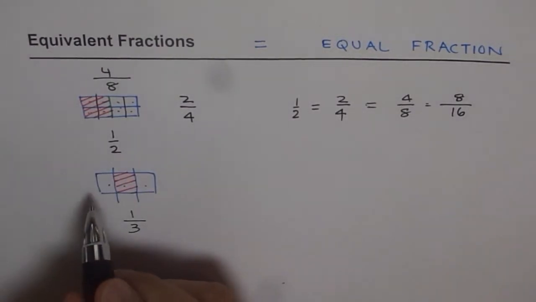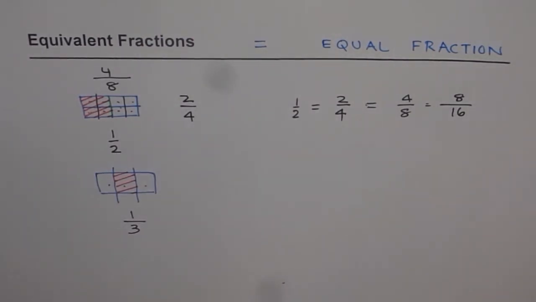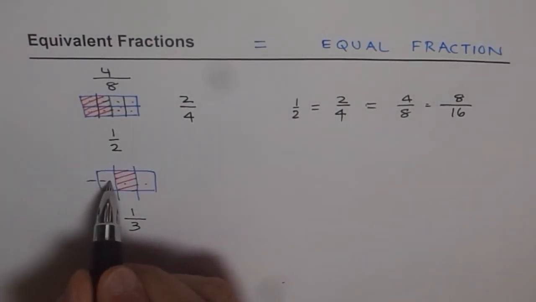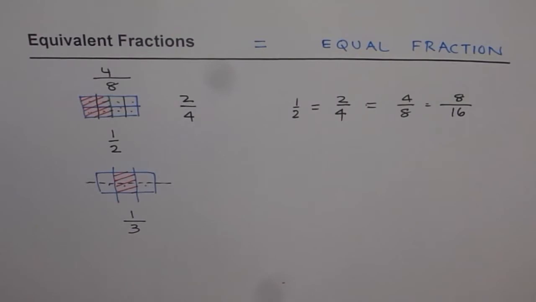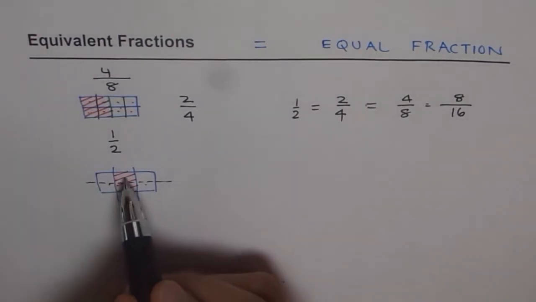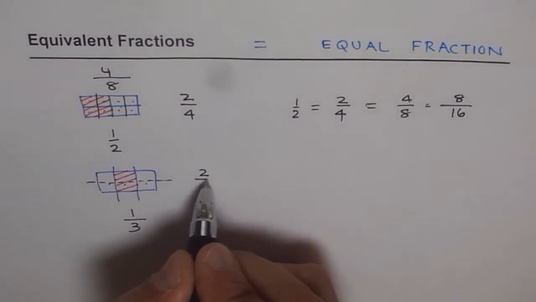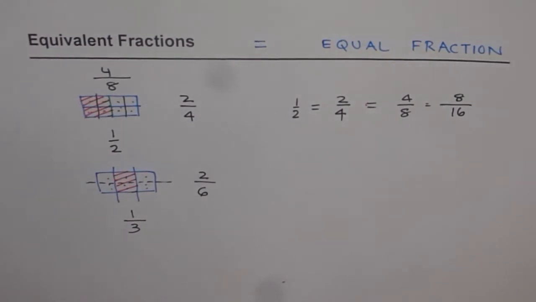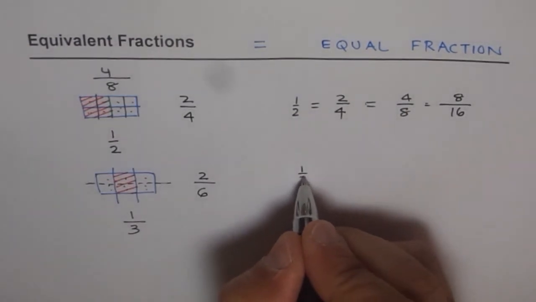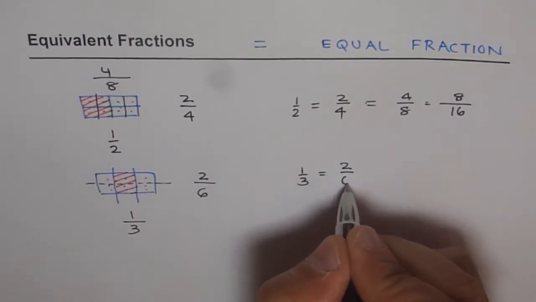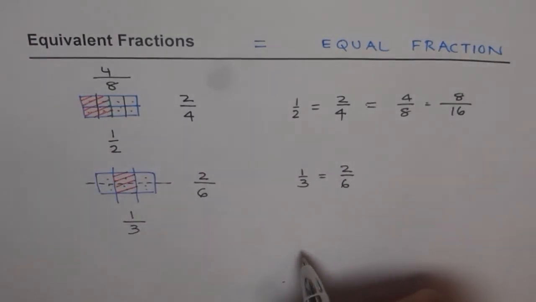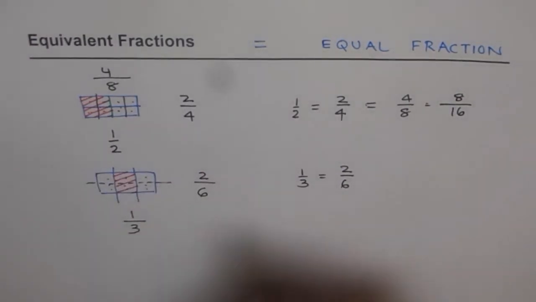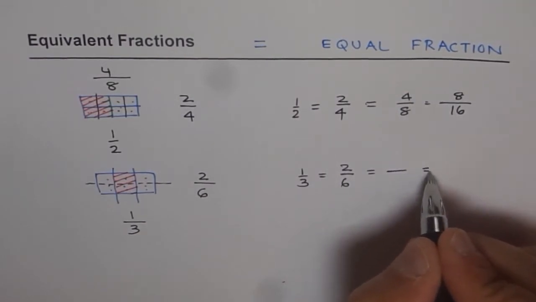Now, if I draw a horizontal line and divide it into further parts, what will this fraction look like? As you can see, we have 2 shaded portions. 2 out of how many? 1, 2, 3, 4, 5, 6. So it becomes 2 out of 6. So 1 out of 3 is the same as 2 out of 6. We say they are equivalent fractions. As an exercise, you can divide it further and write it in different terms.